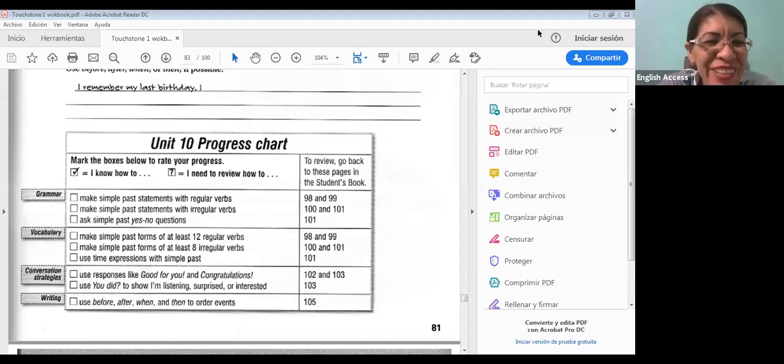Excellent. Good for you. Okay, then it says use you did to show that you're listening, so you're surprised or you're interested, okay? And writing, use before, after, when, and then to order events. This is the last activity that you did yesterday, okay? The paragraph that you were writing. Well, this is what we saw in unit 10. Do you have any questions, guys, about this part?